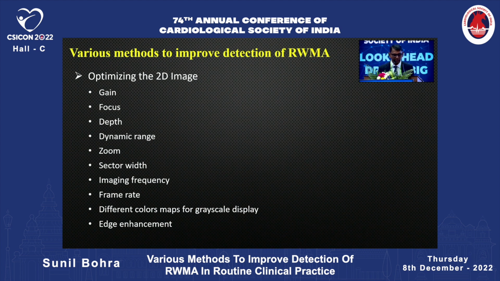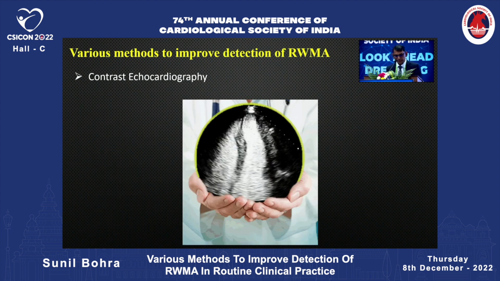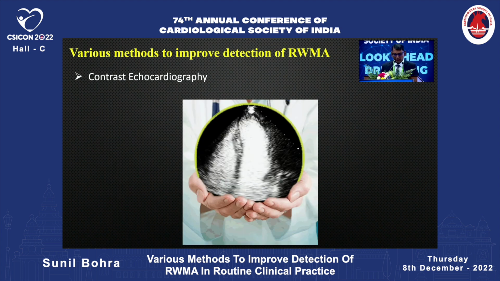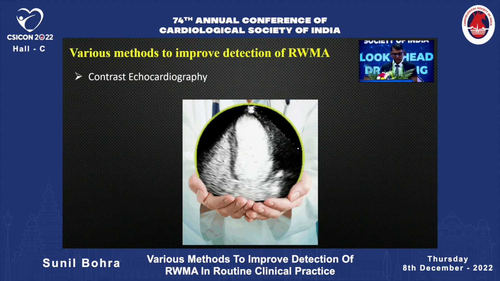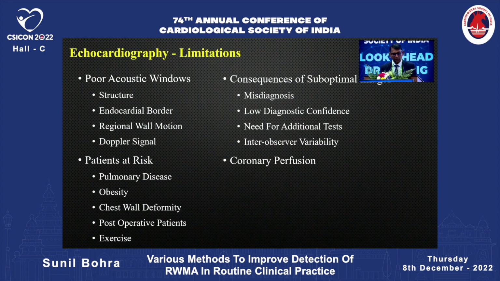There are various methods. We adjust the gain, focus, depth, the dynamic range, use the zoom modality, and adjust the sector width. Look at the imaging frequency and try to improve your imaging by improving the frame rate. You can always use different color maps of the grayscale which will suit your eyes and improve the edge enhancement. If all these things are not helping, then we have contrast echocardiography.